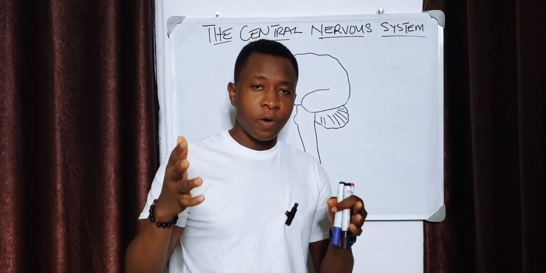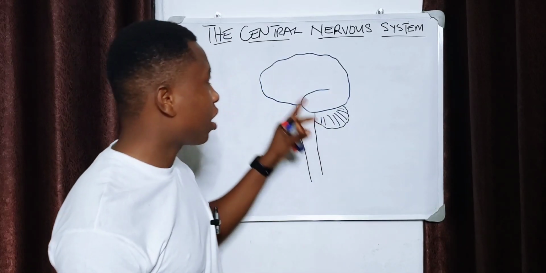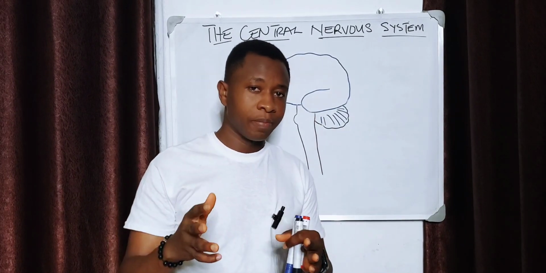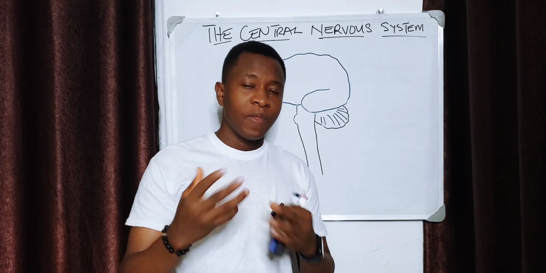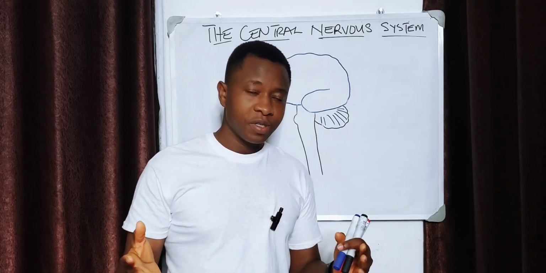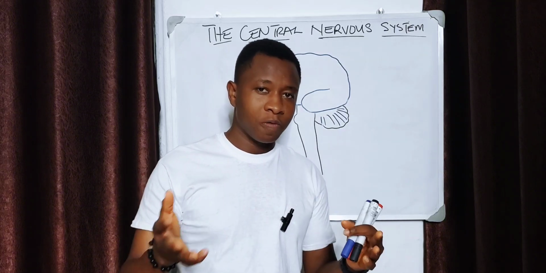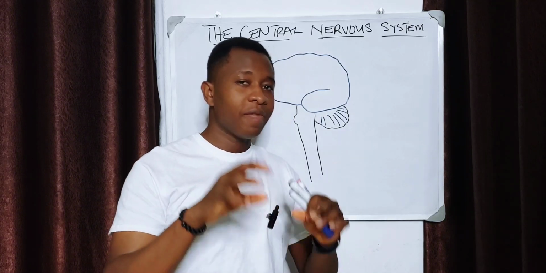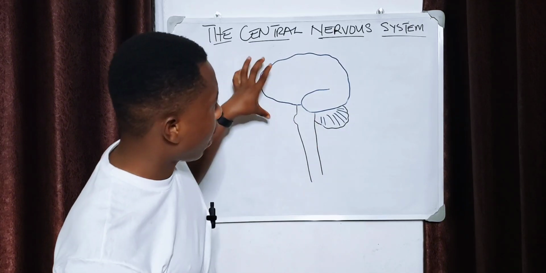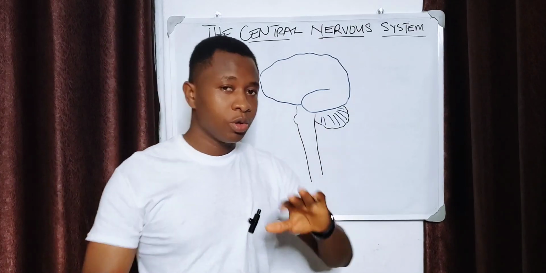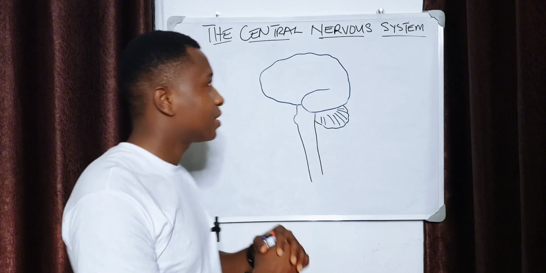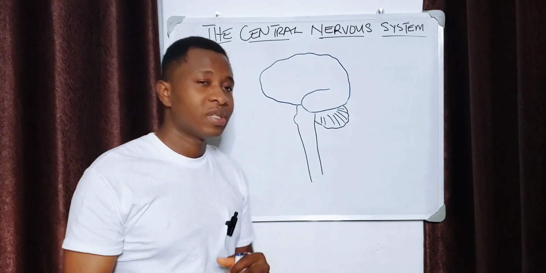Hello guys, so in this video I want to introduce to you the central nervous system. Now, what is the central nervous system? The central nervous system is actually made up of two main parts. We have the brain and the spinal cord. So we're going to be taking a look at the central nervous system.